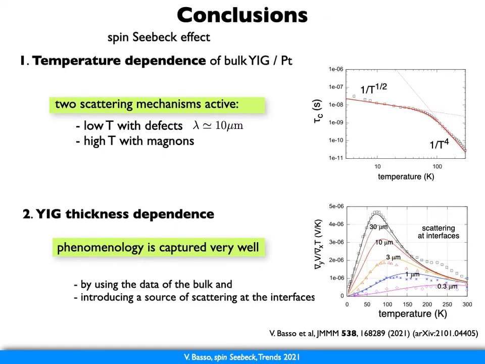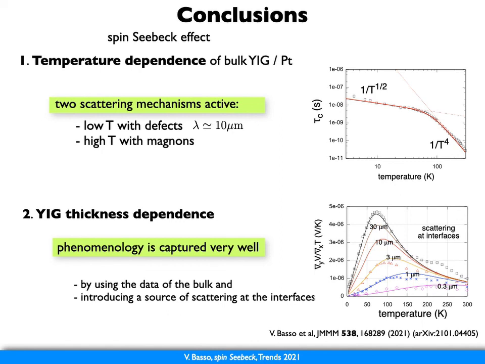So let me summarize and conclude. Our work was aimed to describe the spin-Seebeck effect, and in particular the temperature dependence. I think we have shown you that you can describe the peak of the temperature dependence of the spin-Seebeck effect by just having two mechanisms, the interaction with defects of the magnons and the interaction with other magnons. It seems that the interaction with phonons, so something much more detailed and complicated, is a second order effect that is not important, at least to describe the main features of the peak.